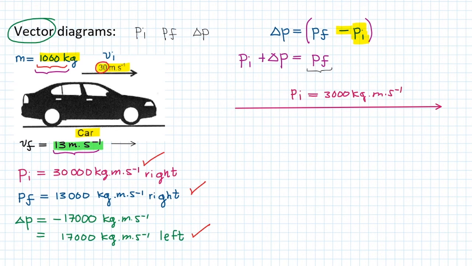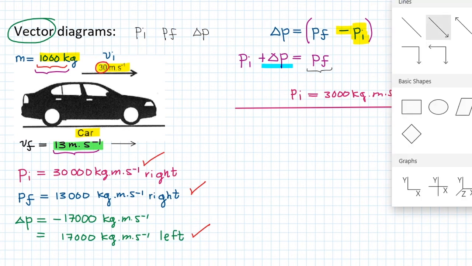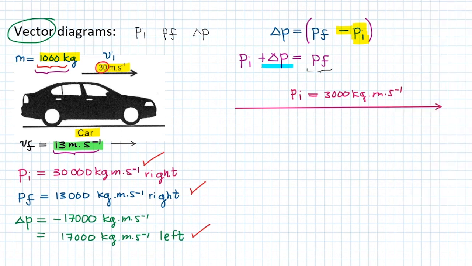I'm not going to write down to the right because the arrow shows it. To the initial momentum, we are now going to attach the change in momentum. To the head of the initial momentum, we're going to draw the change in momentum. Okay, so the change in momentum is negative 17, so we're going to draw an arrow to the left. There is the change in momentum, which is negative 17, or we can just write down 17,000 kilograms per meter per second. And I'm not going to say to the left because the arrow shows it.